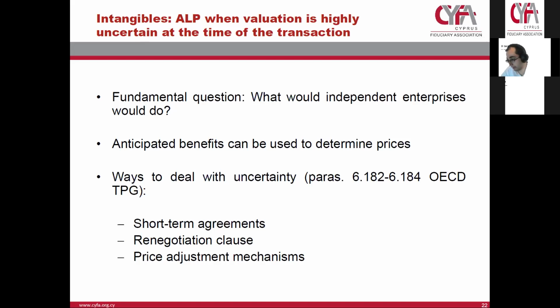Uncertainty may be dealt with through short-term agreements, with the possibility to renegotiate the price at a later stage, or price adjustment mechanisms. It's very common to have a mechanism that says, well, this intangible is sold in 2020, but if in the next 3 years the value of the intangible increases by more than 25%, then the price will suffer an adjustment of a certain amount. So that's also very common in third-party agreements, and these are types of clauses that would be expected to be included also in related party agreements where they make sense.